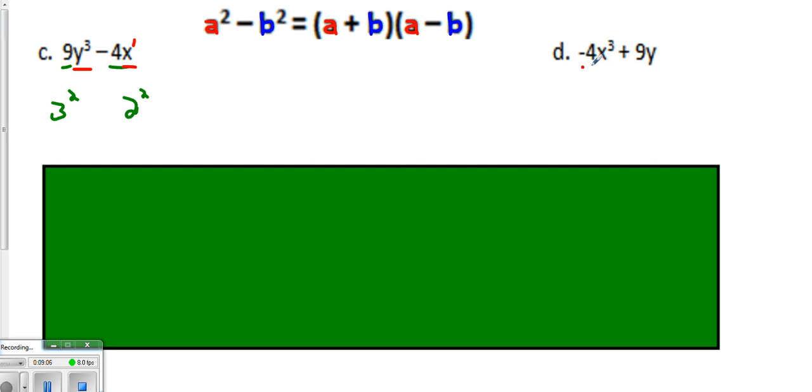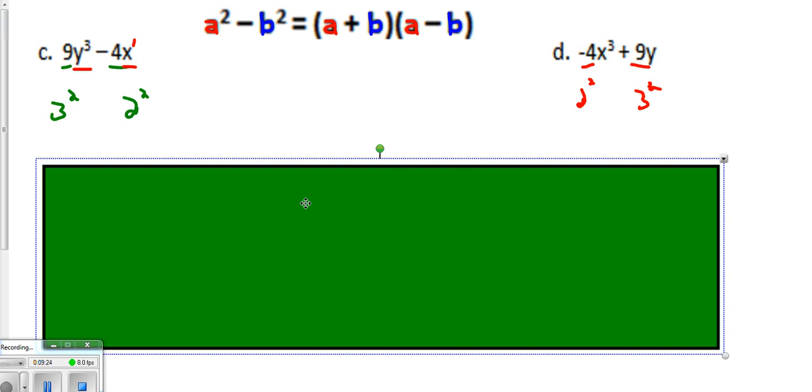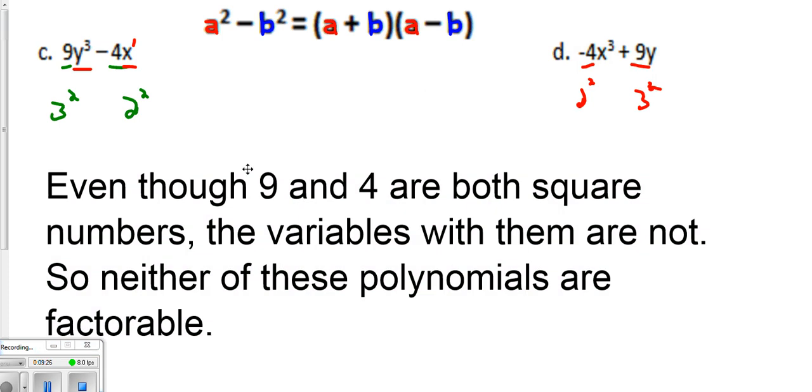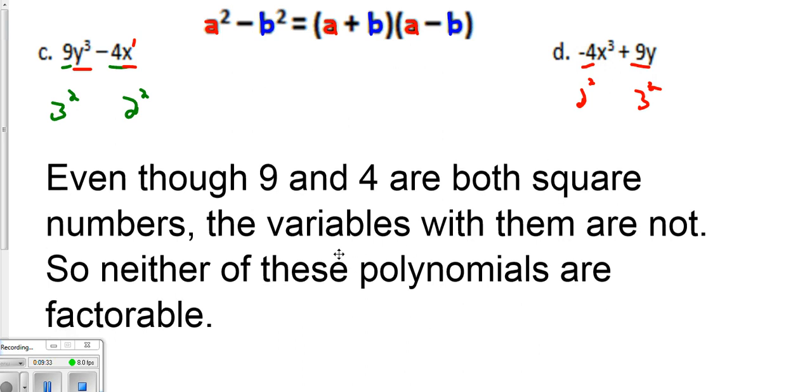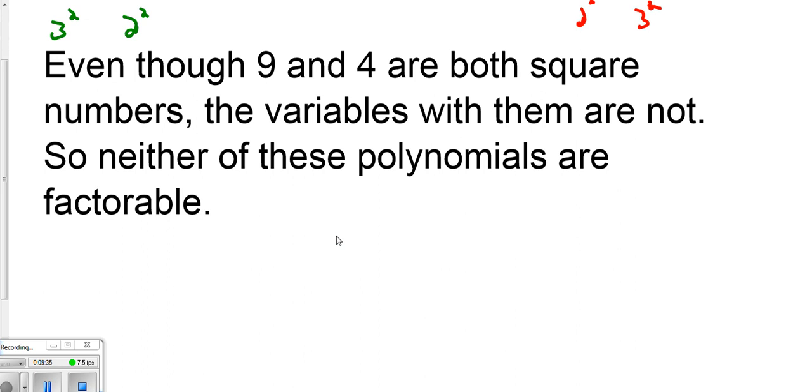Same over here. Even though we have this 4 and this 9, so we might think, okay, that's 2 squared and that's 3 squared. We might think that these would be a difference of 2 squares, but they are not. These two do not work for us. So we'd say with these two cases, even though 9 and 4 are both square numbers, the variables with them are not. So neither of these polynomials are factorable.